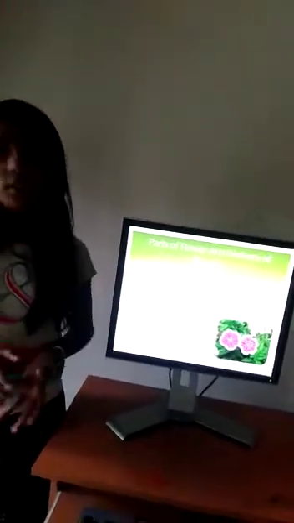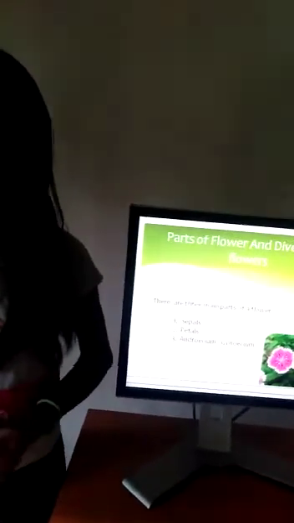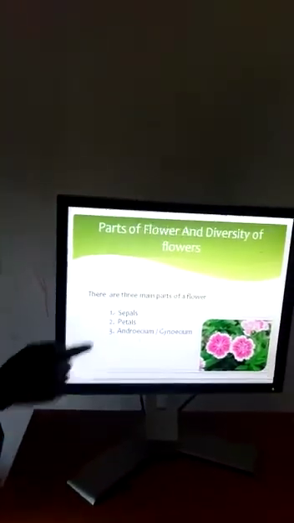Petals are colorful. They help to attract insects for pollination. The main function of the petals is to protect the interior part of the flowers. Androecium is the male part of the flower. Androecium is also known as stamen. Parts of androecium are filament and anther.